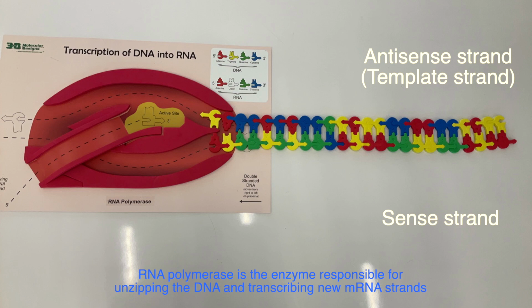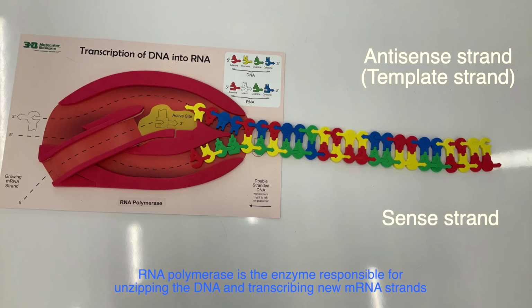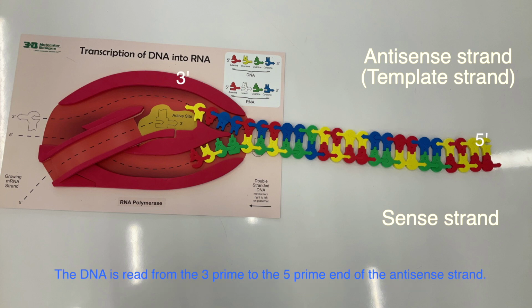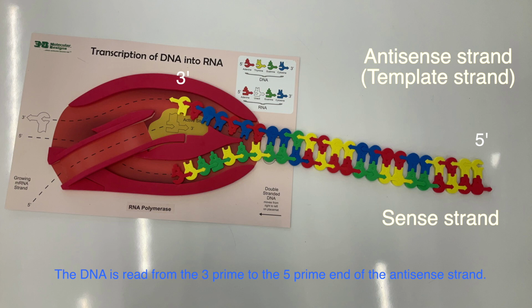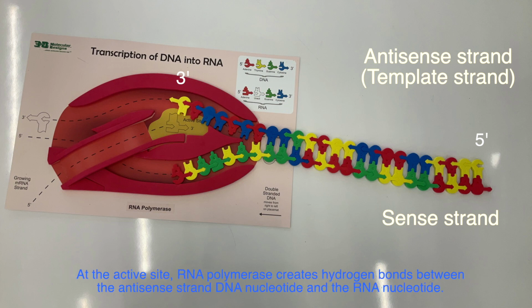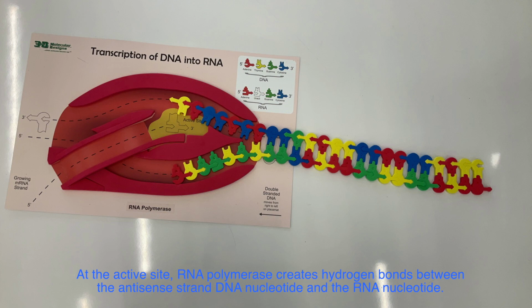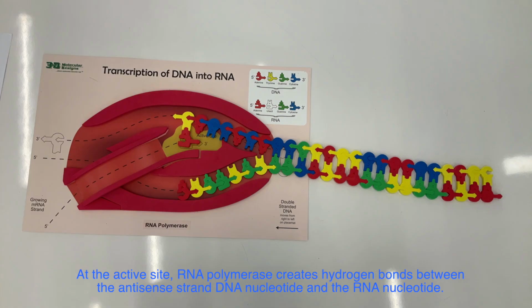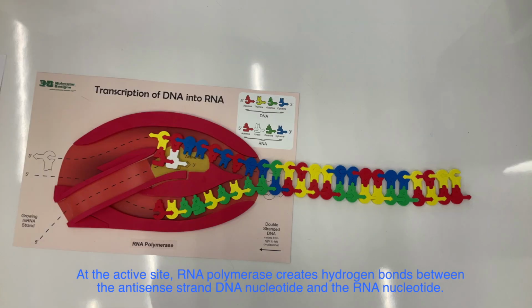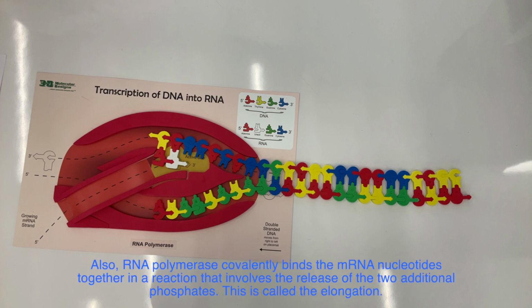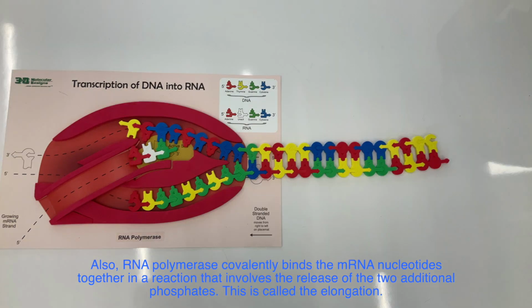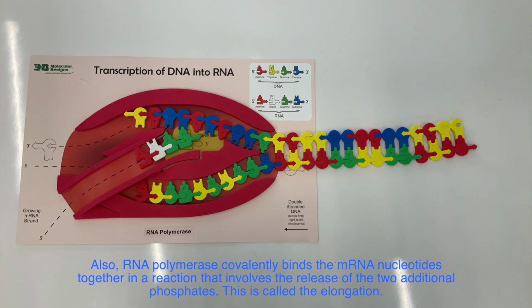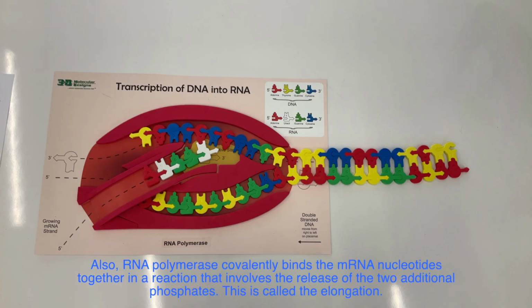RNA polymerase is the enzyme responsible for unzipping the DNA and transcribing new mRNA strands. The DNA is read from the 3' to the 5' end of the antisense strand. At the active site, RNA polymerase creates hydrogen bonds between the antisense strand DNA nucleotide and the RNA nucleotide. Also, RNA polymerase covalently binds the mRNA nucleotides together in a reaction that involves the release of the two additional phosphates. This is called the elongation.